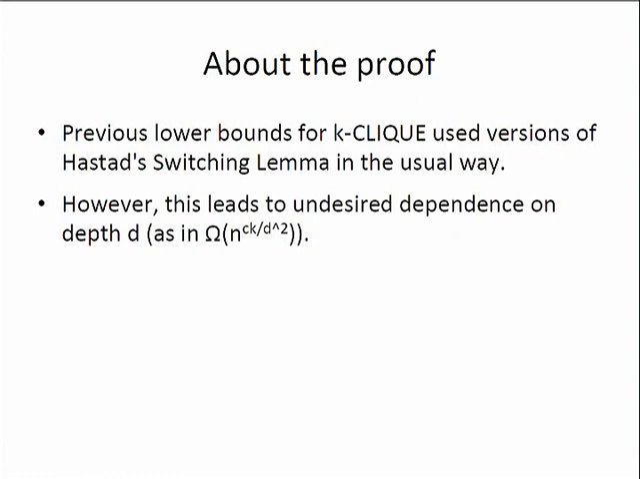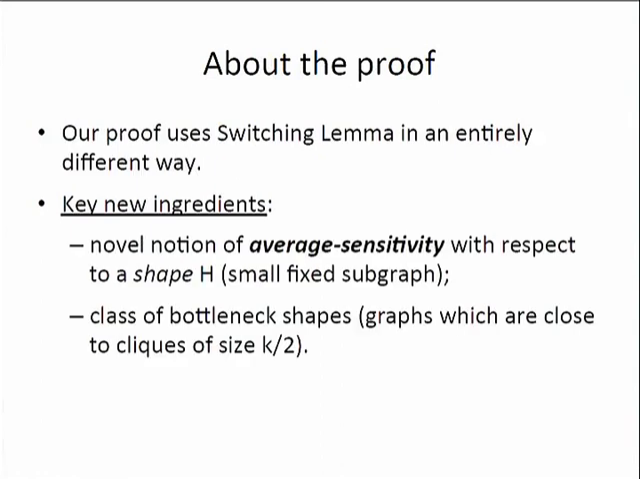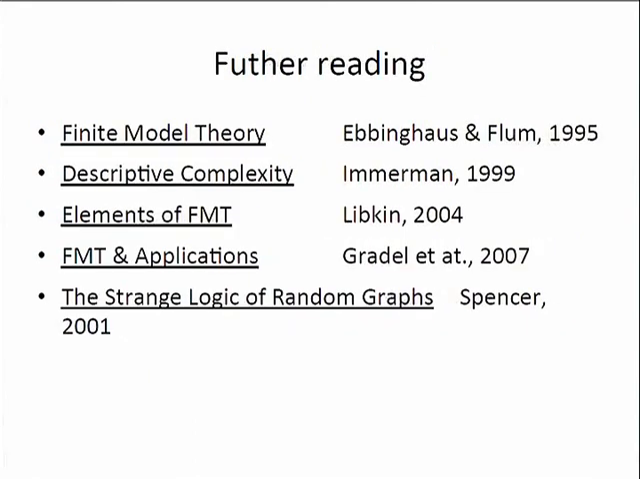And I'm not going to get into the proof at all, but just to mention some things about the proof. So the previous lower bounds for the k-click problem, as indeed many lower bounds for AC0 properties, use a technique known as Hastad's switching lemma. And they use these in a kind of conventional way. And this is what leads to this undesirable dependence on the depth parameter d in the exponent of the lower bound. So in my proof, it does rely on the switching lemma, but it's using it in a very different way. And so there are some key new ingredients in the proof. For instance, there's a new notion of average sensitivity with respect to some kind of shape, and somehow we identify a class of bottleneck shapes, which is what's giving this k over 4 lower bound.